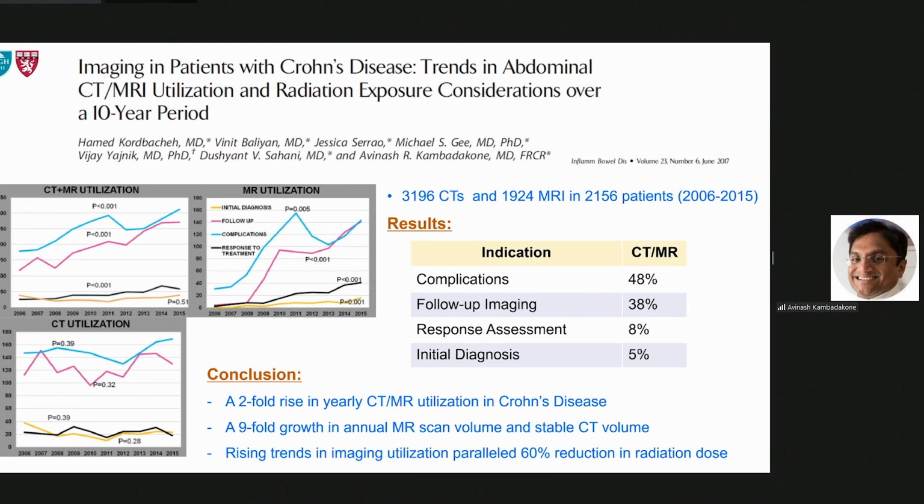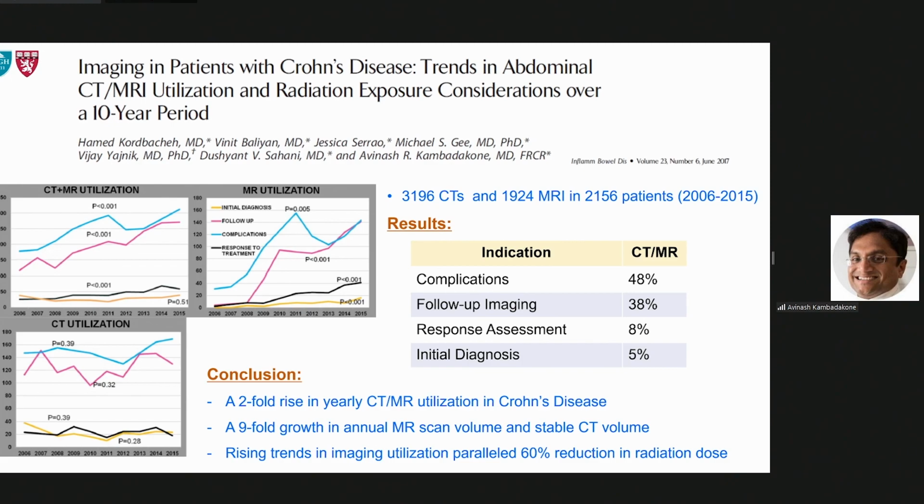What we also saw was that the rising trends in utilization of cross-sectional imaging in this patient population also paralleled a 60% reduction in radiation dose over a 10-year period, indicating that the various radiation dose reduction strategies we have employed over the years were leading to reduction in the radiation dose.